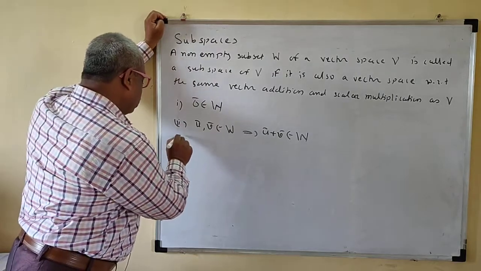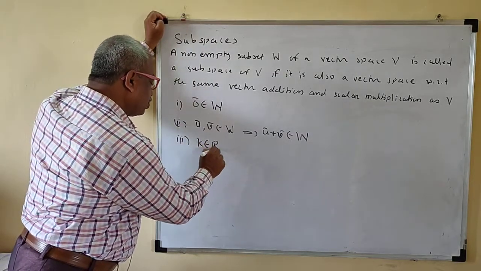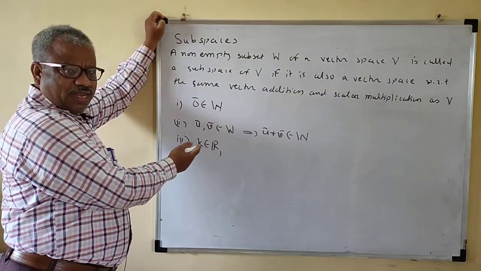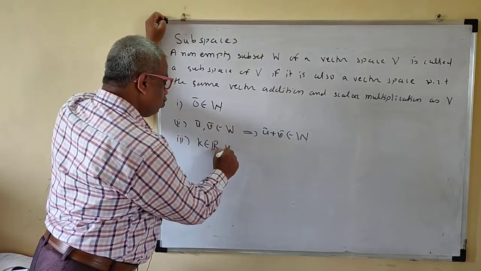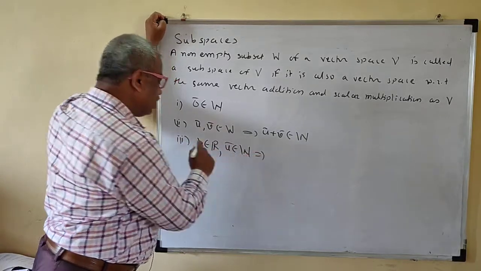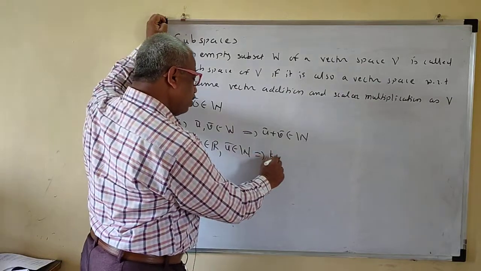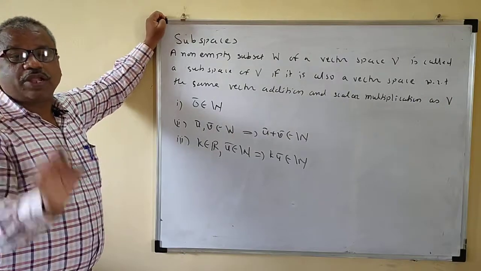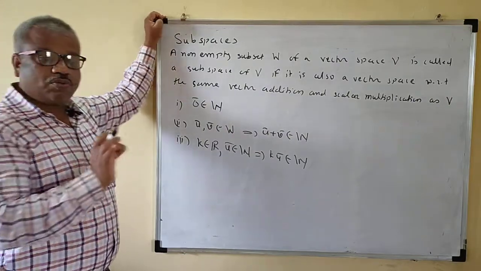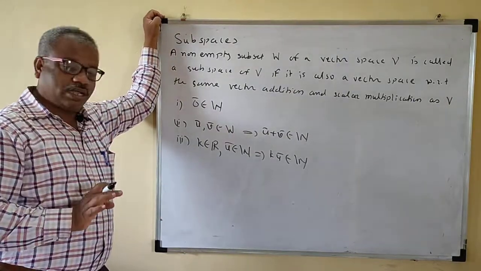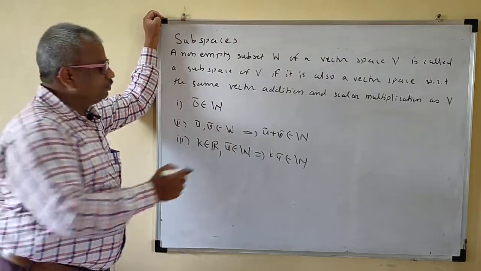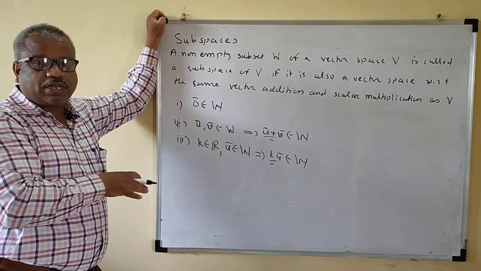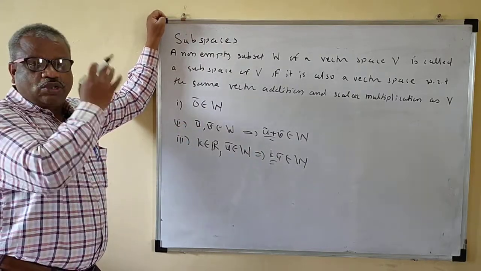Then W is closed with respect to vector addition. Third, k is any scalar. Suppose k is in R, so all are vector spaces over R. Actually you can take any field K here. If u bar belongs to W and k is a scalar, then k u bar belongs to W. This is called W being closed with respect to scalar multiplication. So W is closed with respect to vector addition and scalar multiplication. If W holds these two properties, then there is no need to check the other properties.